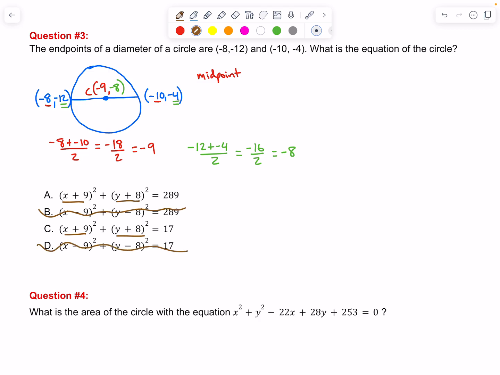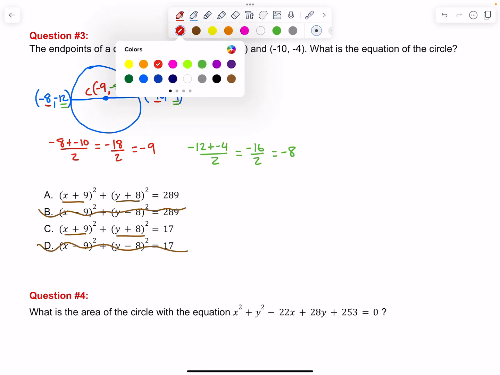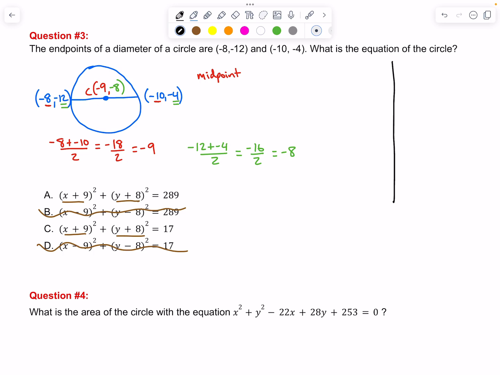And then we need to figure out the radius. So what we can do to figure out the radius is a little better sketch here. If I go to one of my endpoints of my diameter, let's start with (-10, -4), I'm just going to put the endpoint of my diameter. And now I know my center point is at (-9, -8). So let's say -9 would be about right there. The -8 would be about right there. So they're real close together horizontally.